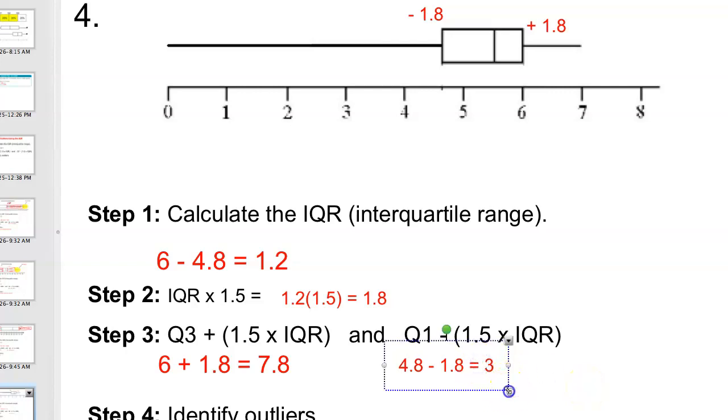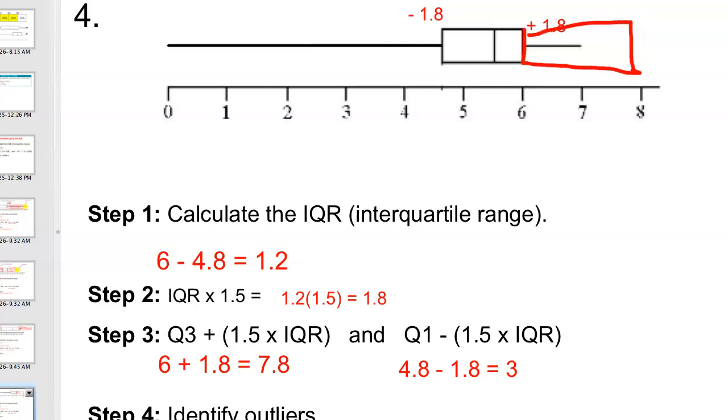Let me make this a little bigger. All right, so that means that from my upper quartile of 6 all the way to 7.8, that is my safe zone. Oh, past a little bit. So here is anything safe. Anything past my safe zone is an outlier. Okay, so that means I don't have any high outliers. That's great.